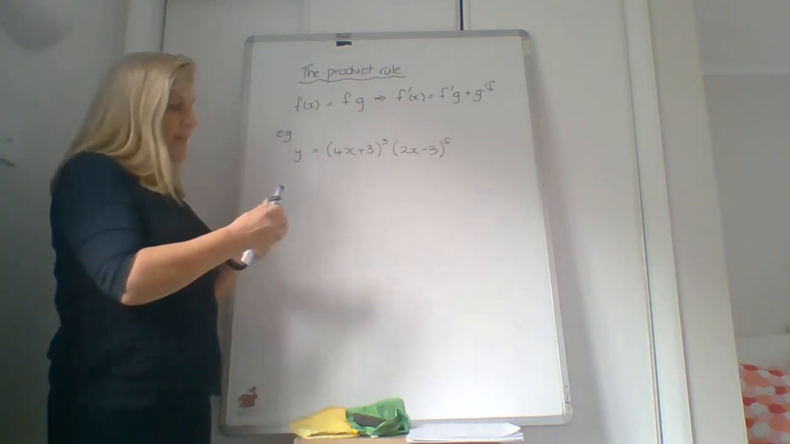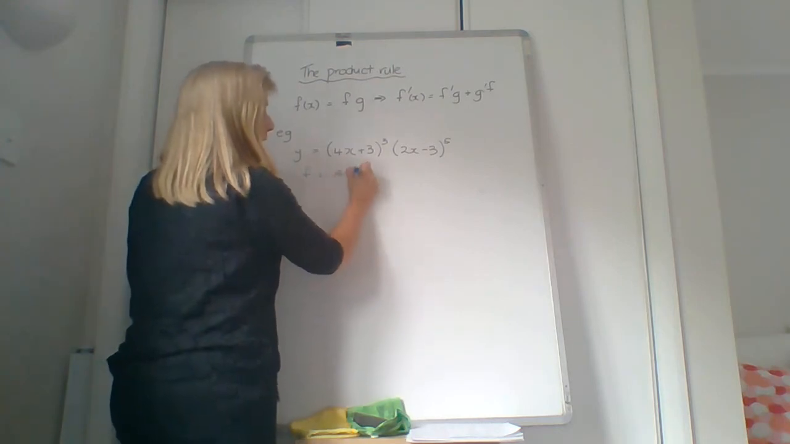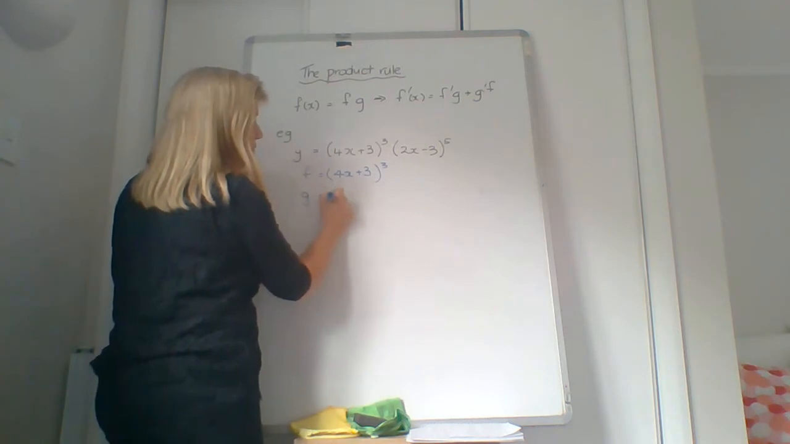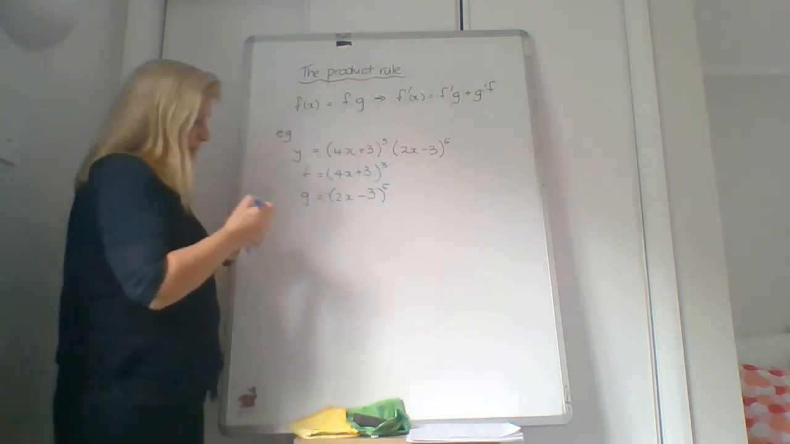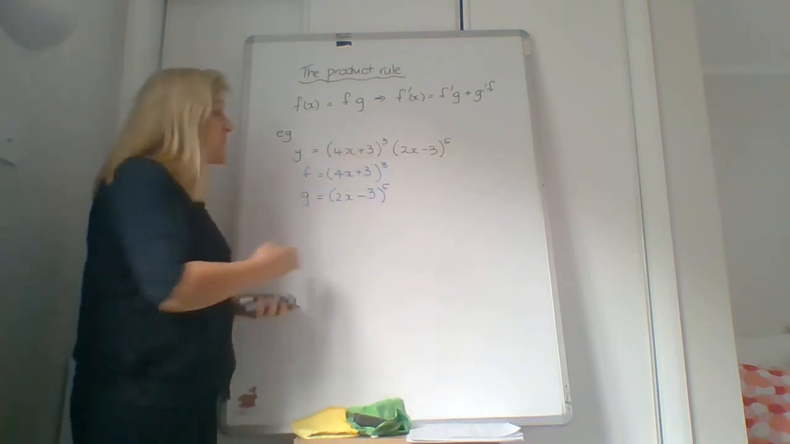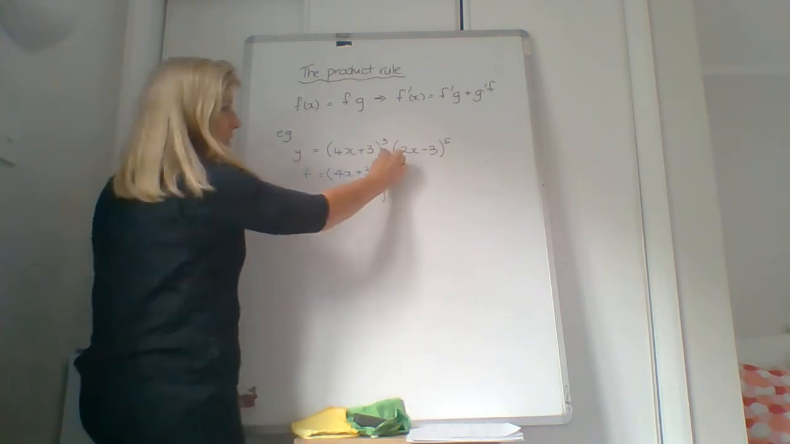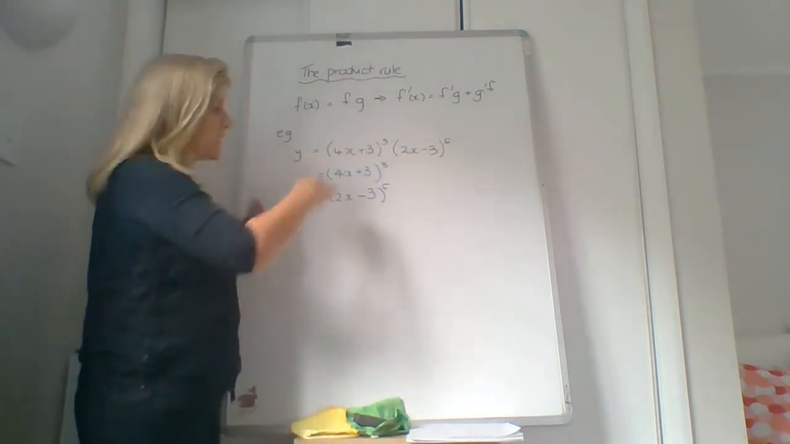So what we're saying here is that f is equal to 4x plus 3 cubed, and g equals 2x minus 3 to the power of 5. Remember, it could have negatives and it could have square roots and things. It's still going to be that particular thing. Those two things being multiplied. This times this. So we put them together.